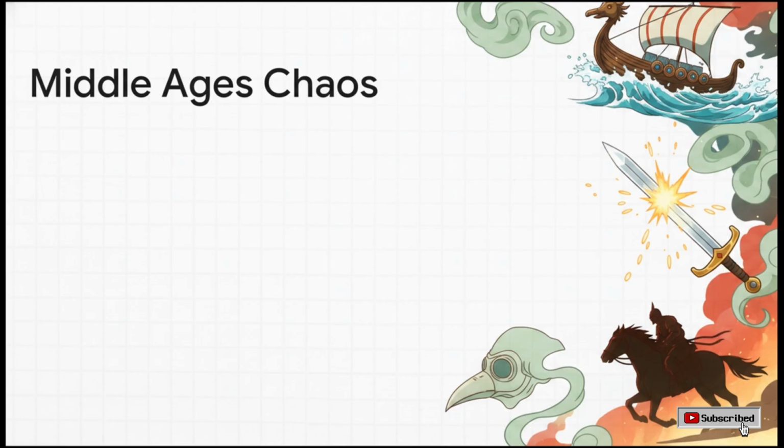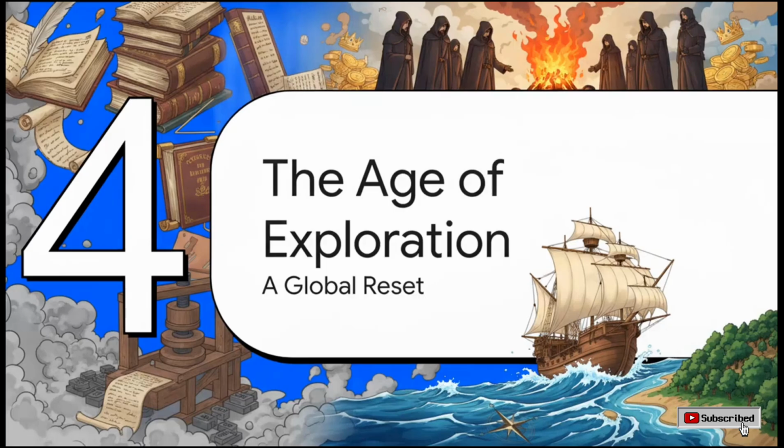And if all that wasn't enough, the Black Death arrives, wiping out a full third of Europe's entire population. From the ashes of the plague, we enter Section 4, the Age of Exploration. The Renaissance kicks off. Gutenberg invents the printing press. The Spanish Inquisition happens, and Europe desperately needed a reset.